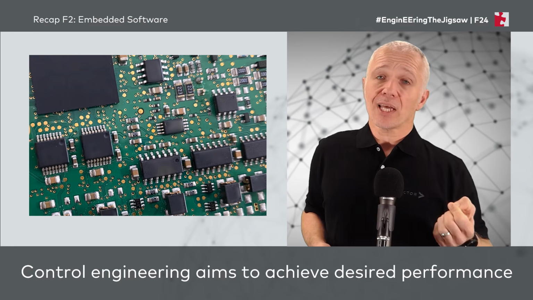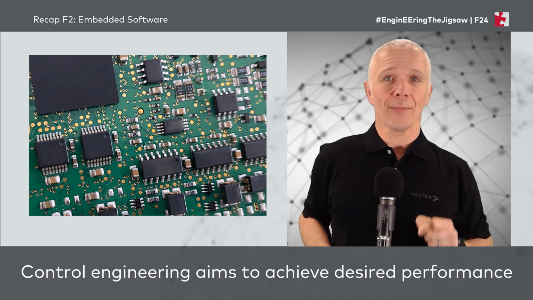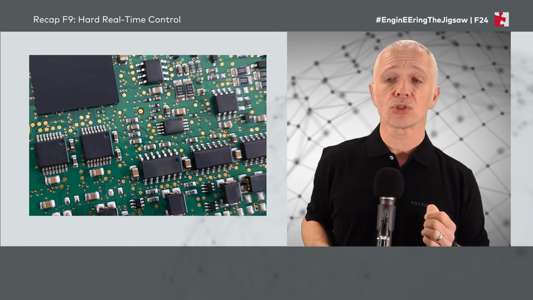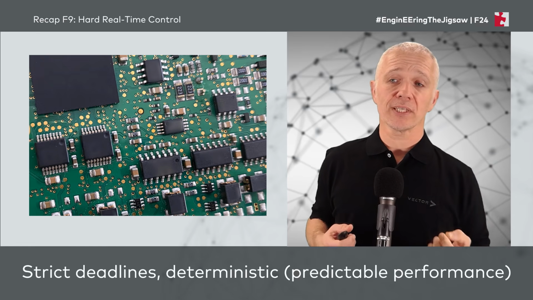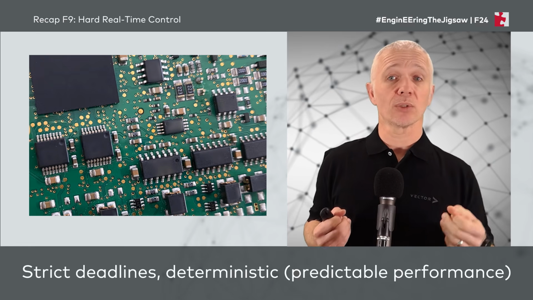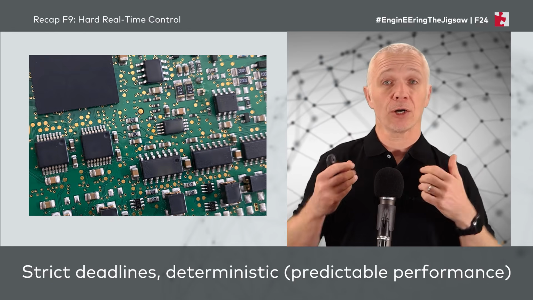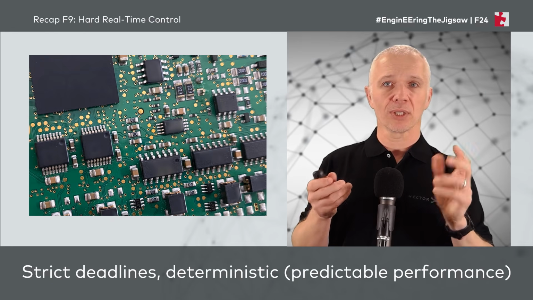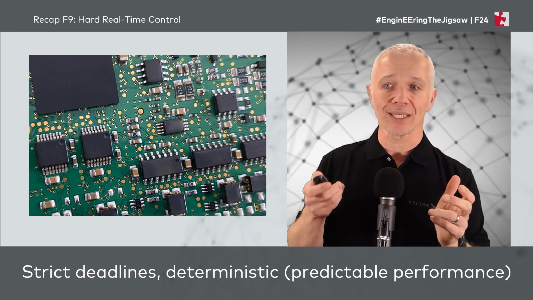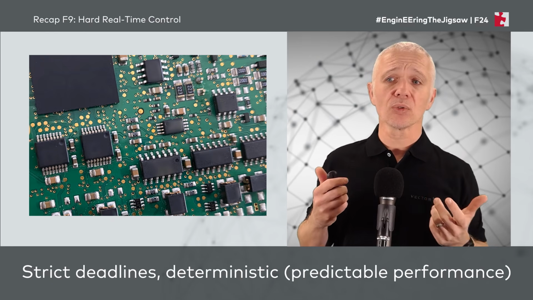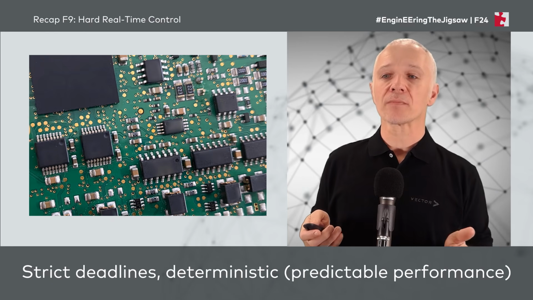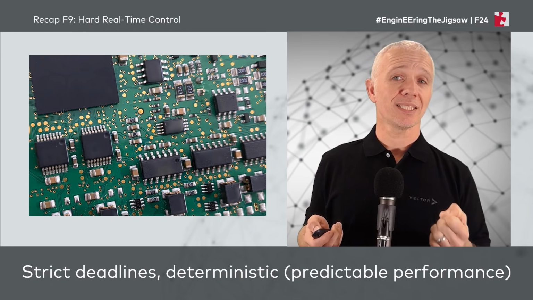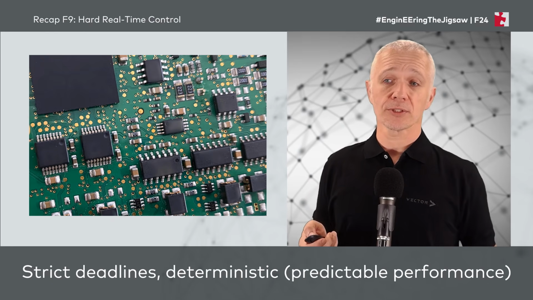In episode F9, we talked a bit more about that desired performance. So we talked about hard real-time control, which means that we're operating with very strict timing requirements or deadlines in terms of when outputs must be activated after inputs becoming in a certain state or set of states. And we call this hard real-time control. And if we achieve hard real-time control, we achieve deterministic or predictable performance.